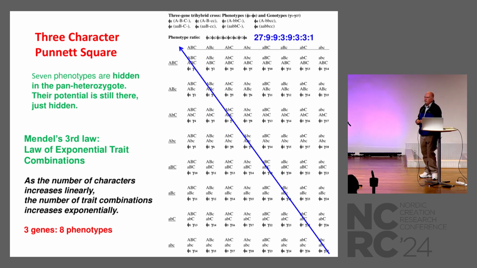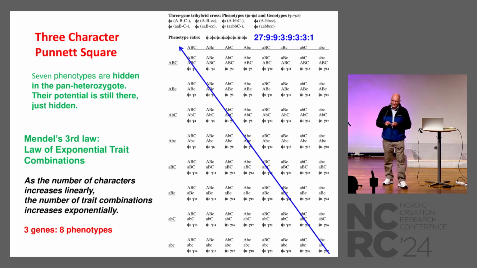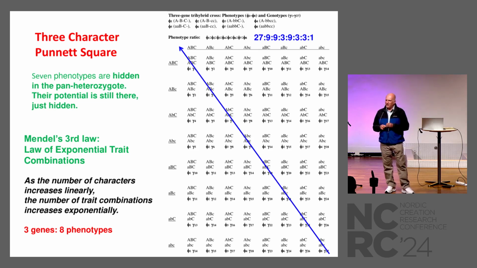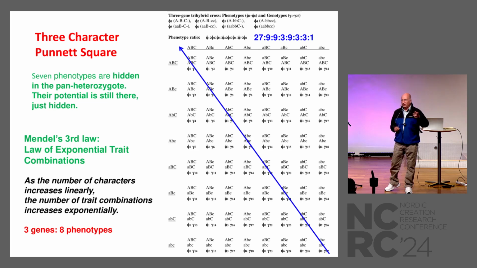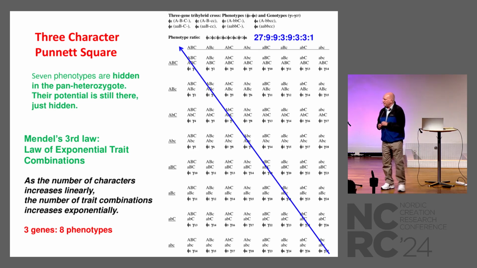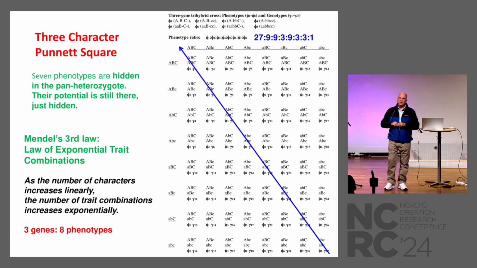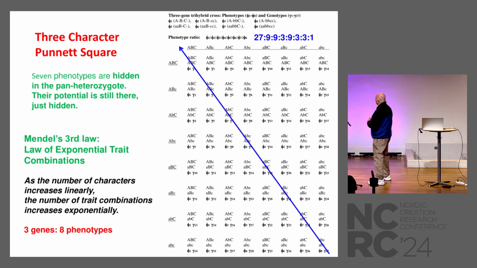Mendel's credited for 2 laws, which he never actually stated. He did mention 2 laws in his paper. The first one I mentioned previously, that's the law of development, Entwicklungsgesetz. And the other one, he said it 3 times directly in his paper. He called it a law. He's never recognized for it. I just call it in English the law of exponential trait combinations.